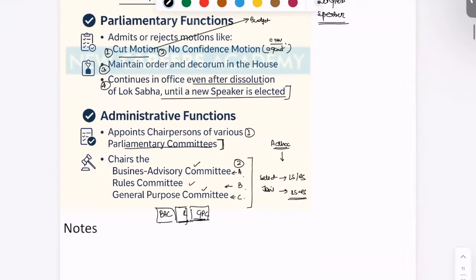Parliamentary function: admits a motion or rejects. Which motion does he admit? A cut motion. When does a cut motion happen? Budget. No confidence motion. Maintains order and decorum. What does he say? Sit down, honourable member, speak. This will not be recorded in the House. This is also decided by the speaker. Continues in office even after dissolution. Dissolution means dissolving of Lok Sabha, not ending.